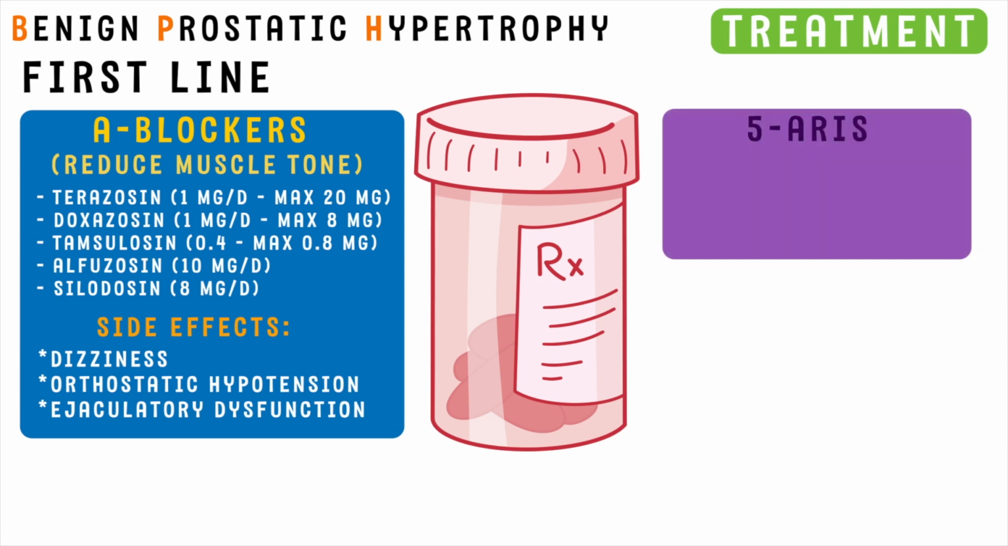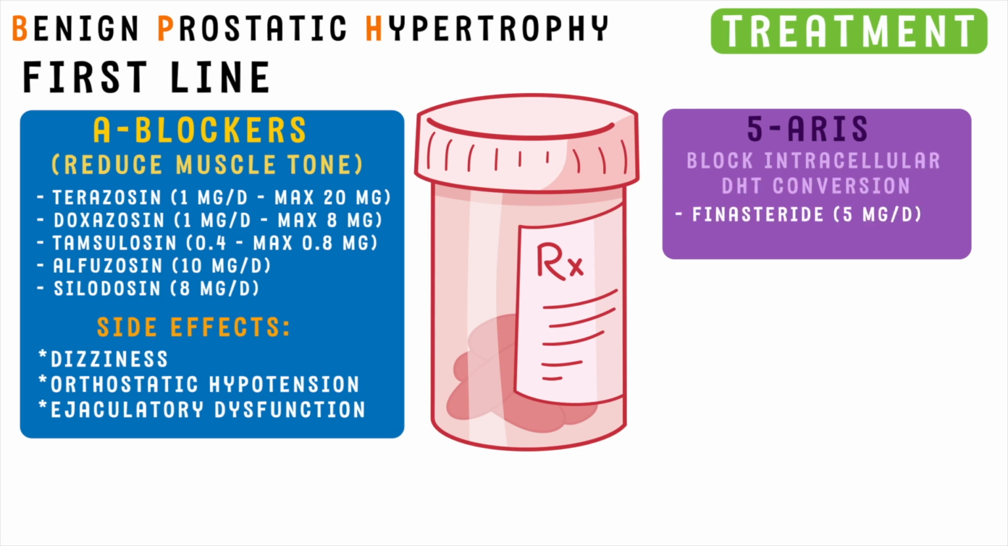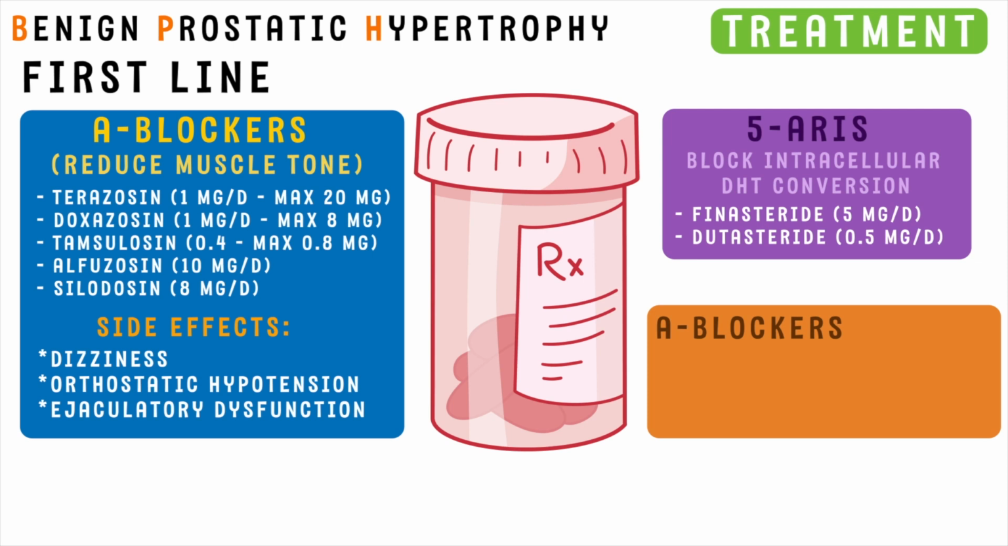Next is 5-alpha-reductase inhibitor. They block intracellular dihydrotestosterone conversion like finasteride, 5 mg daily, or dutasteride, 0.5 mg daily. Also, combination of alpha blockers plus 5-alpha-reductase inhibitors can be used, like tamsulosin 0.4 mg plus dutasteride 0.5 mg.